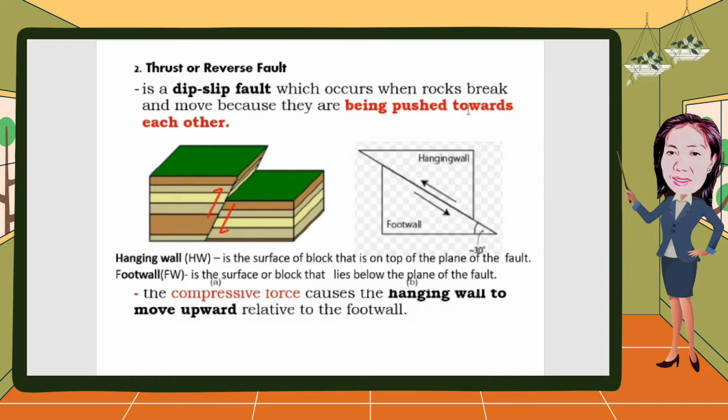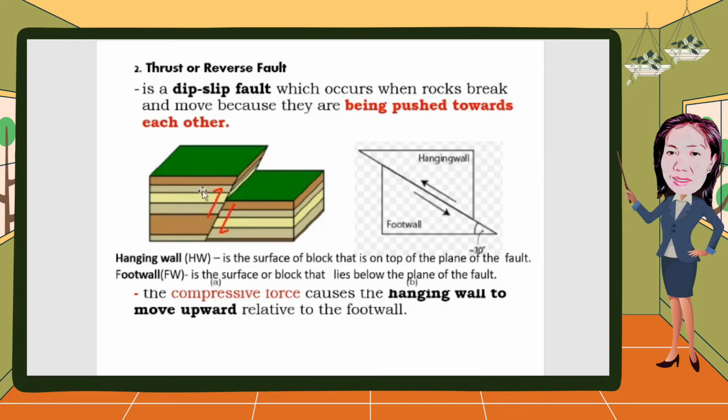They are pushed towards each other. So meaning, kanina, naghiwalay ang dalawang plate or rocks. But in the reverse fault, the two plates move or push towards each other. So what is the result if the two plates move towards each other? The result is this plate that is on the top.